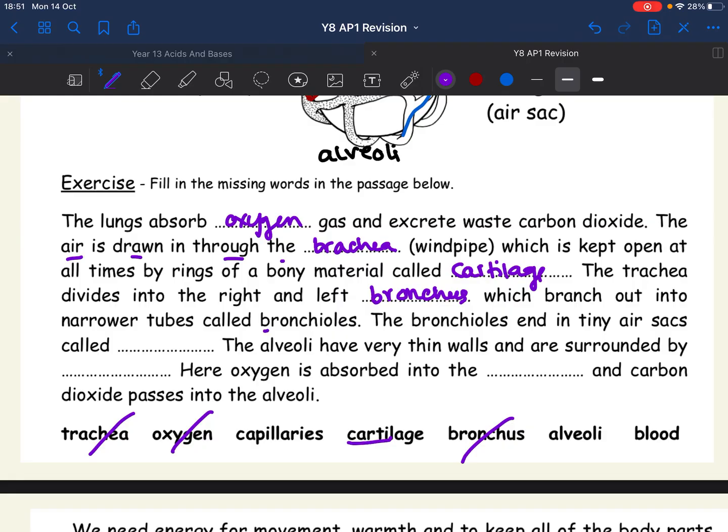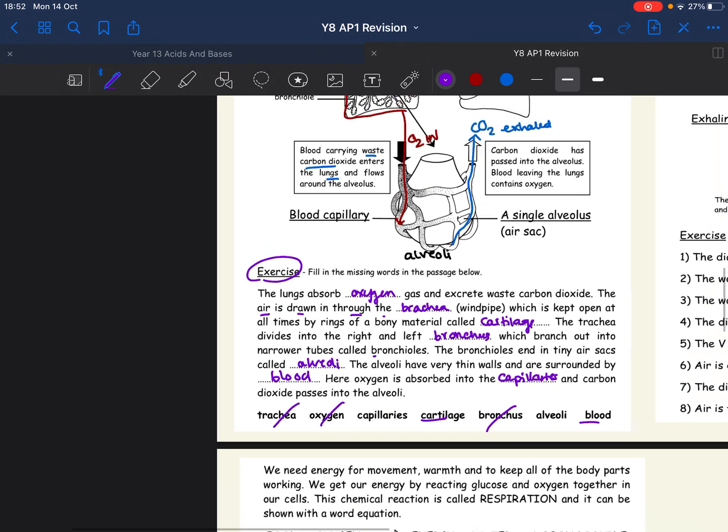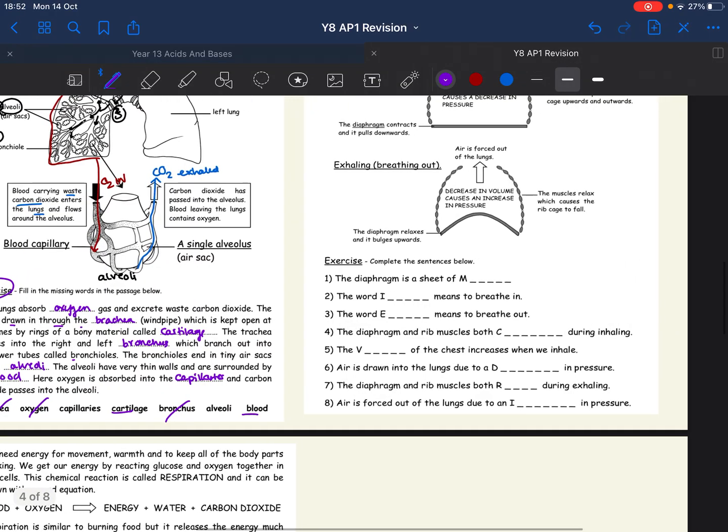The trachea divides into the right and left bronchus, which branch out into narrower tubes called bronchioles. The bronchioles end in tiny air sacs called alveoli. The alveoli have very thin walls and are surrounded by blood. Here oxygen is absorbed into the capillaries and carbon dioxide passes into the alveoli. And that here is the respiratory system and gas exchange.